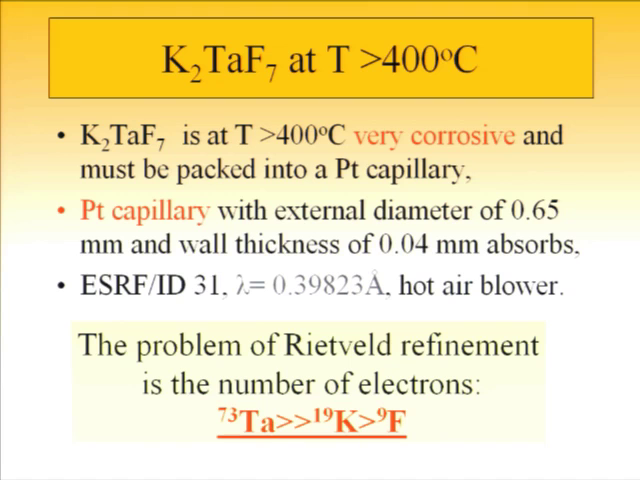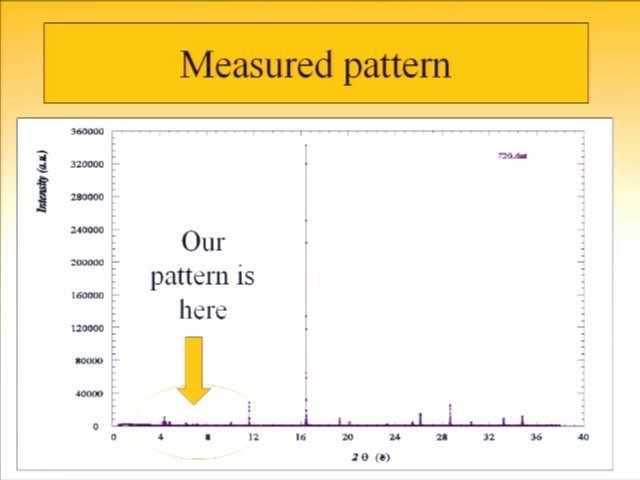The second is inorganic. This compound is very corrosive at temperatures above 400. So it was measured in a platinum capillary at ID31, thanks to Michela Brunelli for collecting the data. The problem for refinement would be the number of electrons, 73 for tantalum, 19 for potassium, and only 9 for fluorine. So fancy the situation. What do you measure? Yes. This is platinum, your pattern is here.